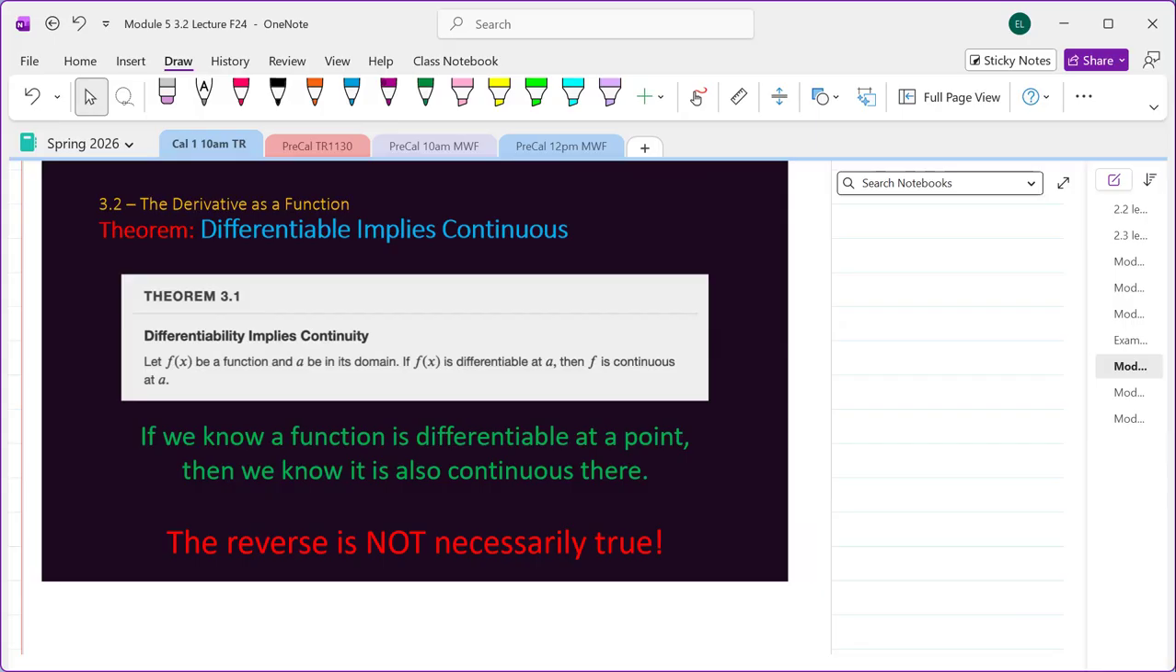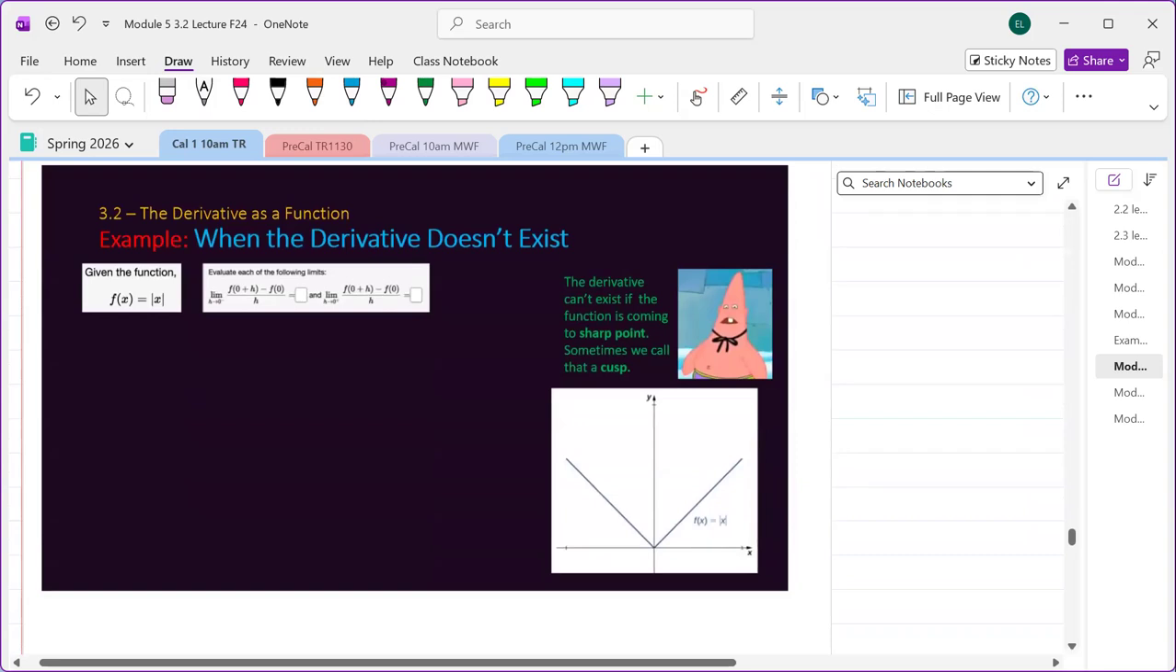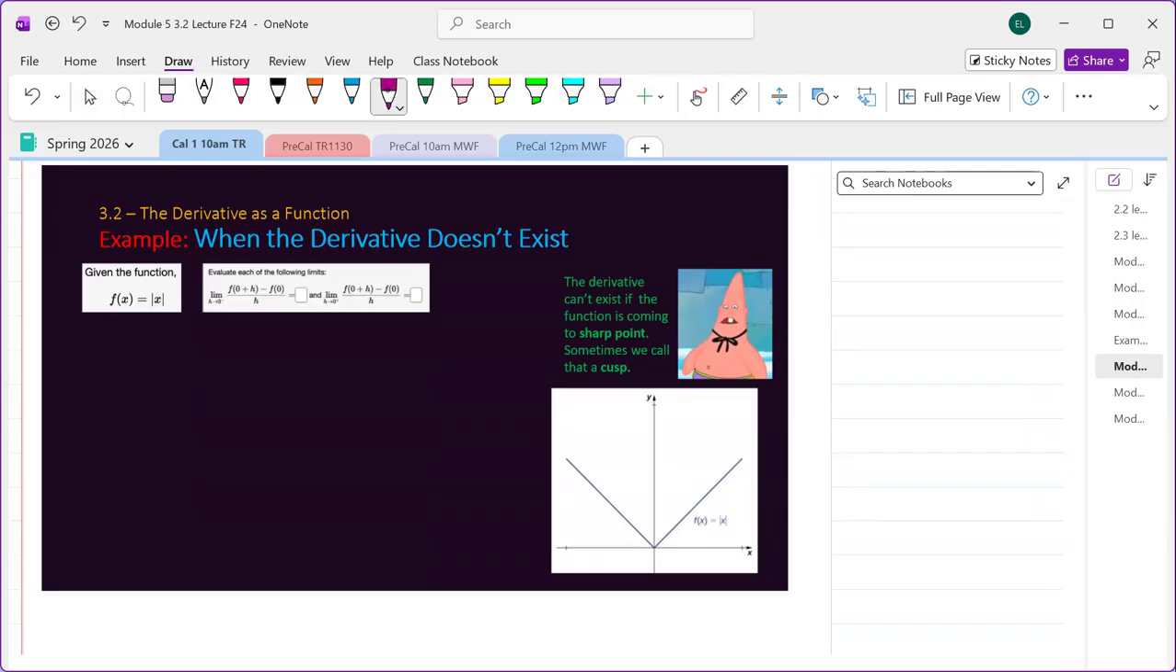The reverse is not true. I can have a continuous function that is not differentiable at a point. And we're going to take a look at that. So if we look at the function, the absolute value of x, the derivative does exist for almost this entire graph. And the derivative is actually very silly because it is a very simple derivative.